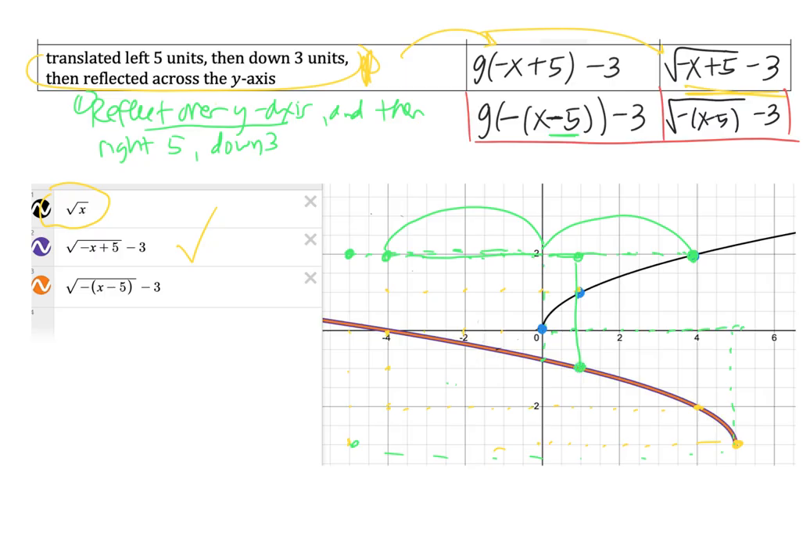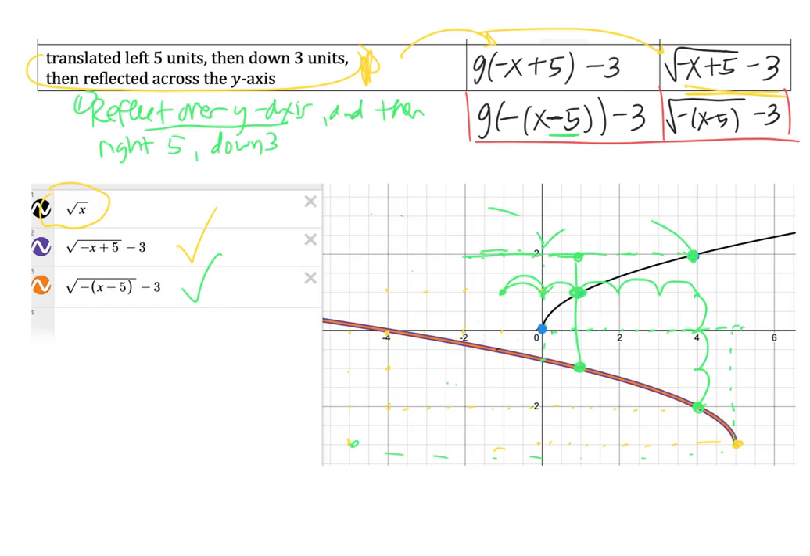I do my next one. Let's start here with this point. First, I reflect over the y-axis, so it's 1 unit away, so I go 1 unit away here. Then I go to the right 5, 1, 2, 3, 4, 5. Then I go down 3, 1, 2, 3, then that would put me here. So now I can see that this is also representing the same graph as our original, but I had to change the order in which we would get to that point.